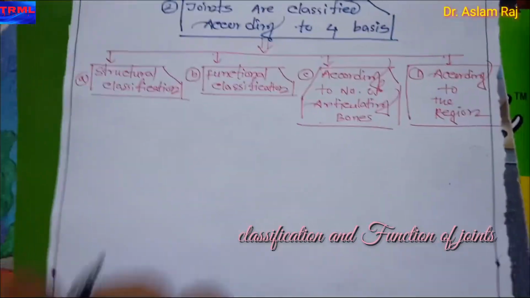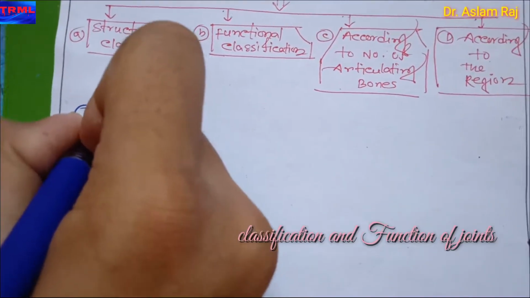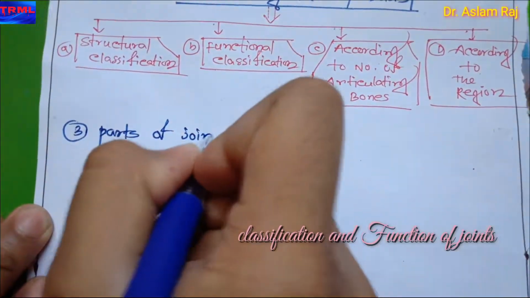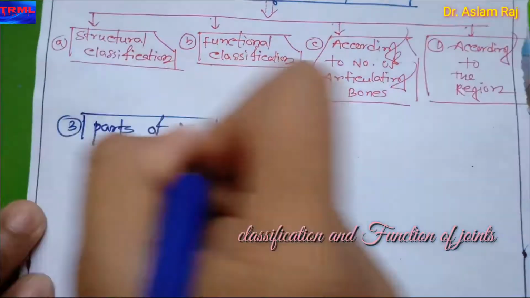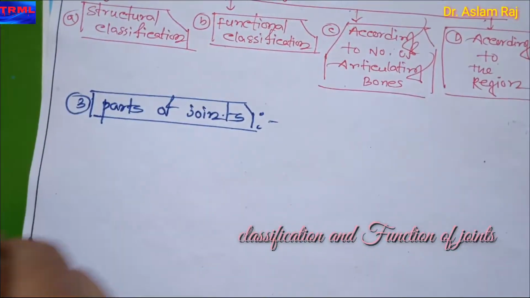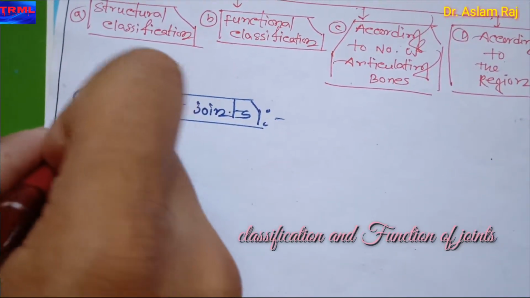We'll study the joints later. First we see the parts of joints and function. Then we see the joints classification in detail. Parts of joints. Let's see how many parts are included in the joint.